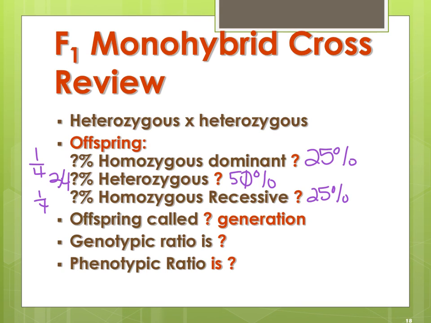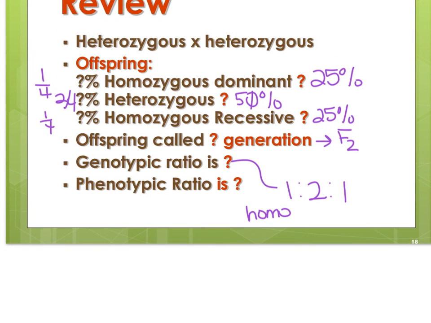What do we call the offspring of the F1? The F2 generation. What is the genotypic ratio going to be again? 1 to 2 to 1, and it's always going to be 1 homozygous dominant to 2 heterozygous to 1 recessive. Always. What about your phenotypic ratio? It's going to be 3 to 1. It's always going to be 3 exhibit the dominant phenotype, whereas 1 exhibits the recessive phenotype.